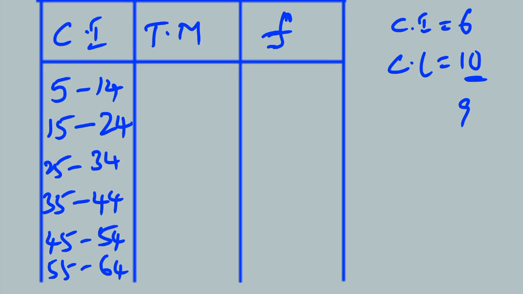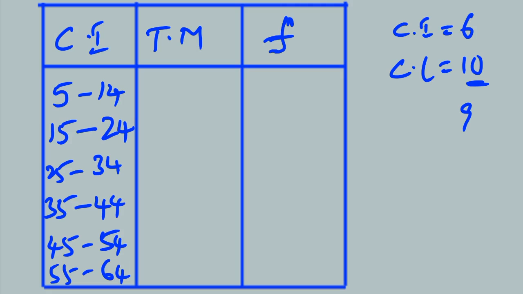So both are covered here. And here you may have a doubt: the class length is 10, but why did we add 9 to each lower limit? In inclusive class intervals, the class length is the difference of two successive upper limits or two successive lower limits, that means 15 minus 5, or otherwise 24 minus 14. The difference of these two is very important. Also 34 minus 24, that is the class length calculation.